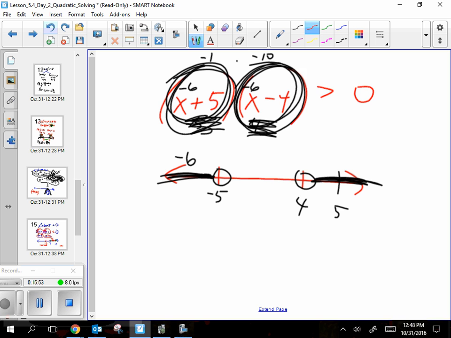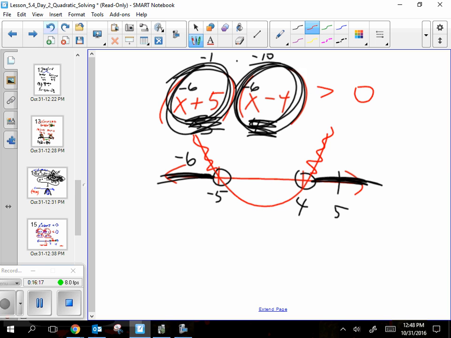So I have a better way. What did I say before? To sketch it on here. Is it a U or a mountain? It's a U. Would it ever be a mountain? There was a negative out front like this. Okay, but there isn't one. So it's a U shape, so it goes like this. So when is the U bigger than 0? In here and in here.